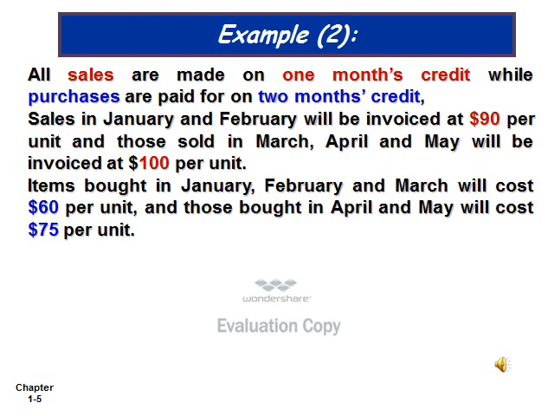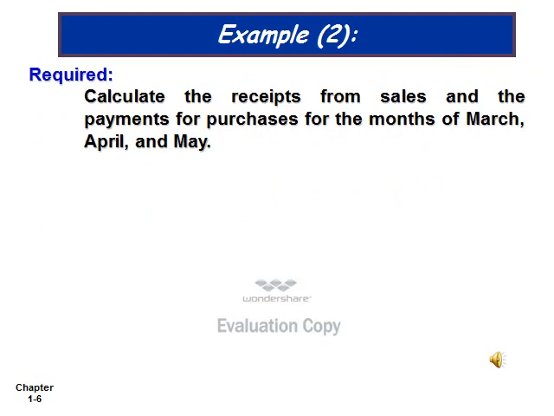All sales are made on 1 month credit, while purchases are paid for on 2 month credit. Sales in January and February will be invoiced at $90 per unit, and those sold in March, April, and May will be invoiced at $100 per unit. Items bought in January, February, and March will cost $60 per unit, and those bought in April and May will cost $75 per unit. Required: calculate the receipts from sales and the payments for purchases for the months of March, April, and May.